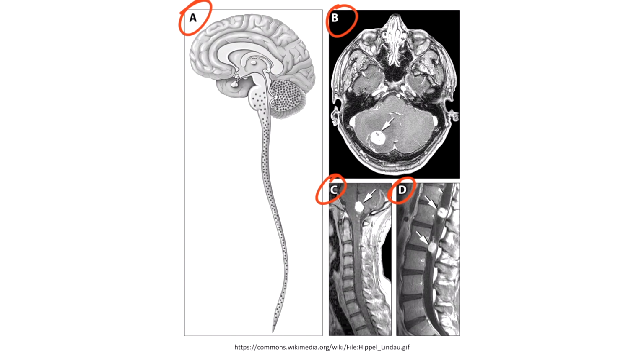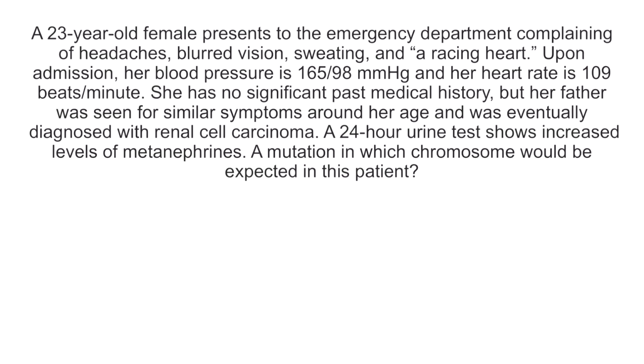All right, before we move on, let's try a question. A 23-year-old female presents to the emergency department complaining of headaches, blurred vision, sweating, and a racing heart. Upon admission, her blood pressure is 165 over 98 millimeters of mercury, and her heart rate is 109 beats per minute. She has no significant past medical history, but her father was seen for similar symptoms around her age and was eventually diagnosed with renal cell carcinoma. A 24-hour urine test shows increased levels of metanephrines. A mutation in which chromosome would be expected in this patient?